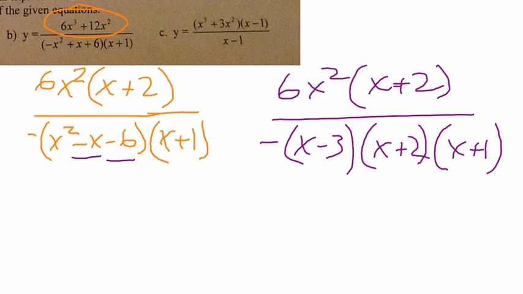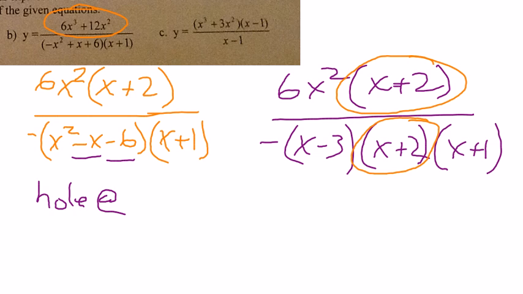So let's go ahead and just interpret our results. Again, like I said, I always look for my holes first. And if we look at this problem, we see we have x plus 2 in the numerator and in the denominator. So I'm going to have a hole at x equals negative 2. Next up, you can look for zeros or vertical asymptotes. Doesn't really make a difference. Let's go ahead and look for zeros next.